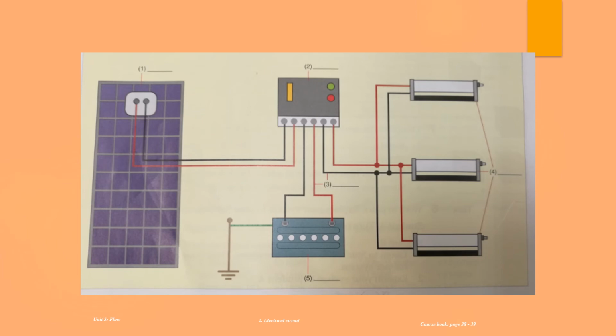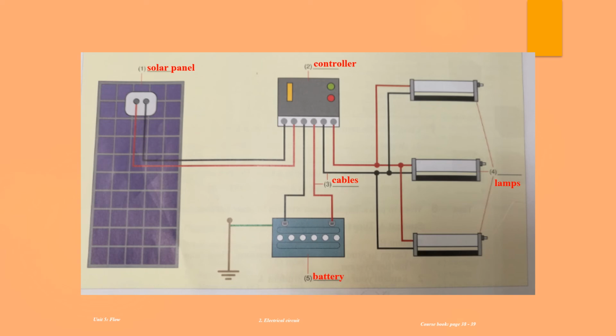Okay, now we need to label this diagram to understand how it works. We will start from the left. Number 1 is a solar panel. Number 2 is a controller. Number 3 refers to cables or wires, or sometimes we call them conductors. Number 4 refers to lamps, and here we have 3 lamps. And number 5 is a battery.